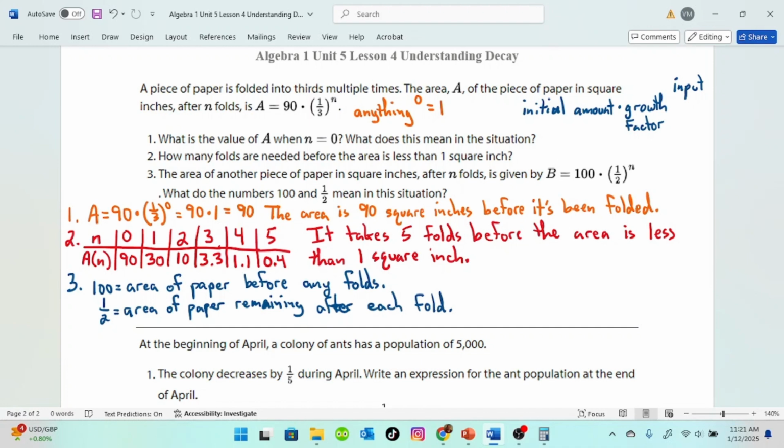So in the first example, when it was 90 times 1/3, we had a paper with an initial size of 90 square inches, and every time it was folded into thirds, it still had 1/3 of its area remaining. This example in number 3 starts out with an initial area of 100 square inches. It is being folded in half each time, so it keeps 1/2 of its area after each fold.